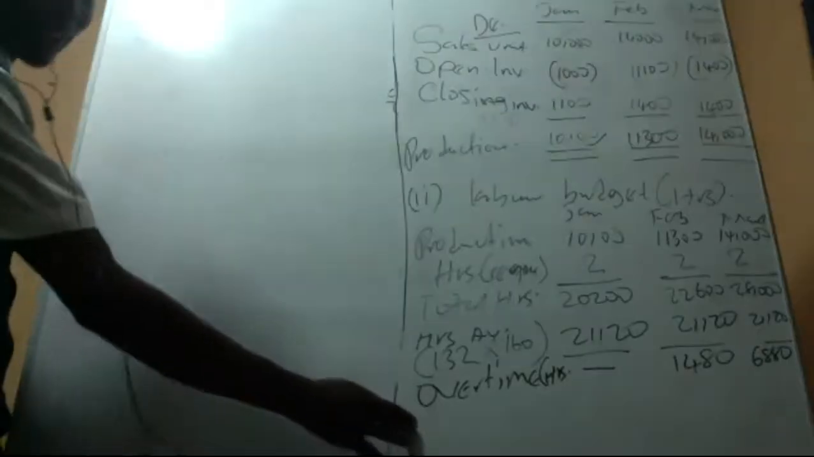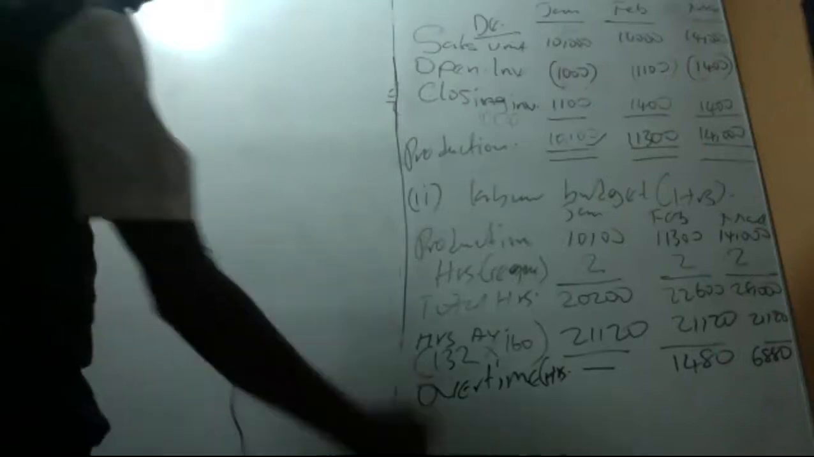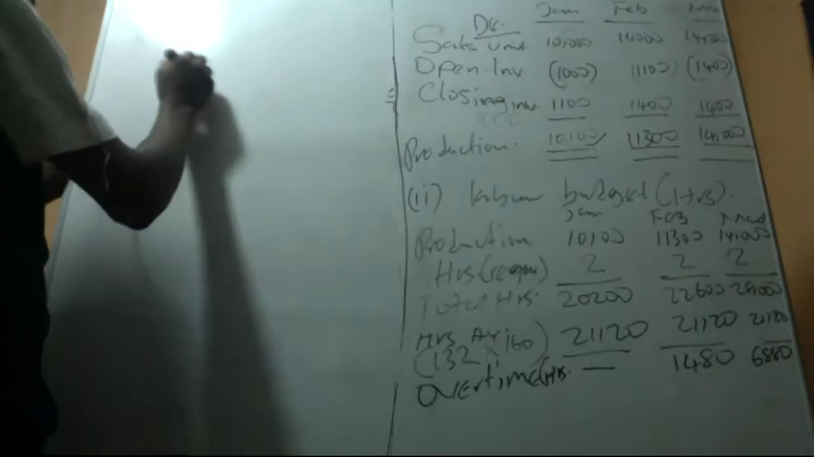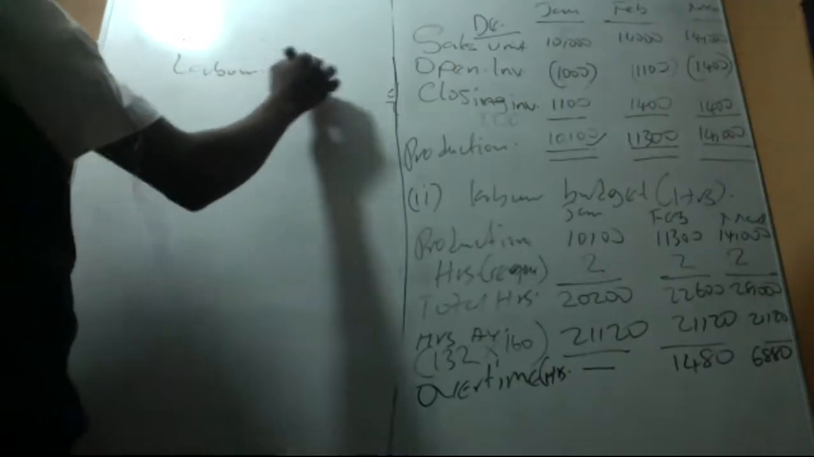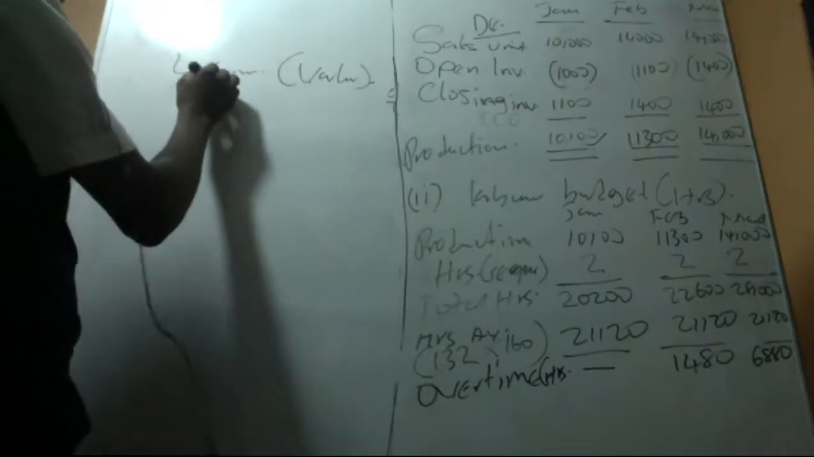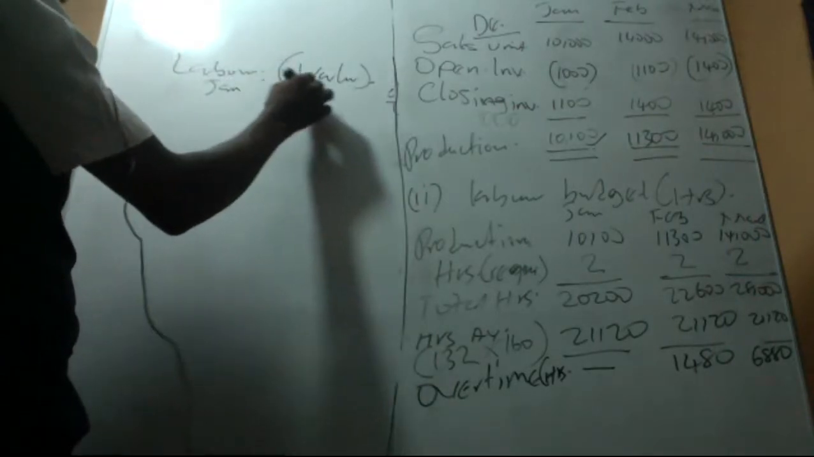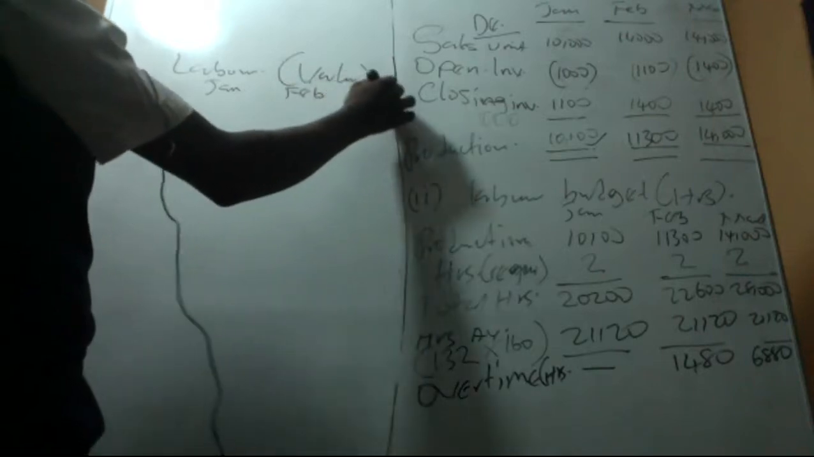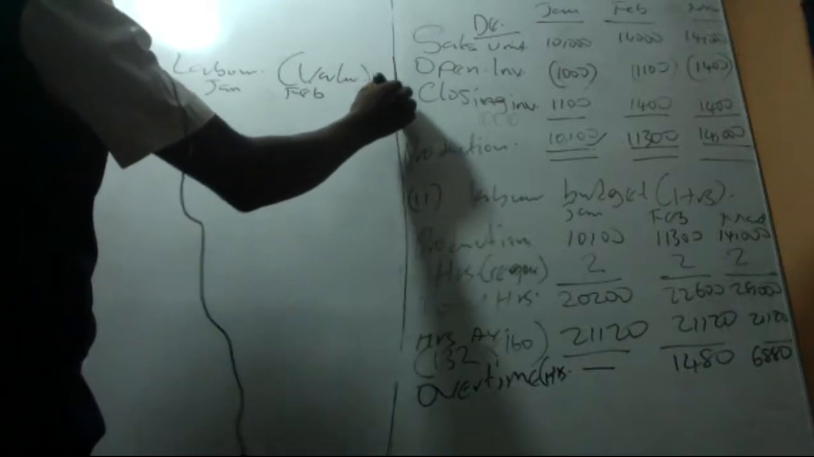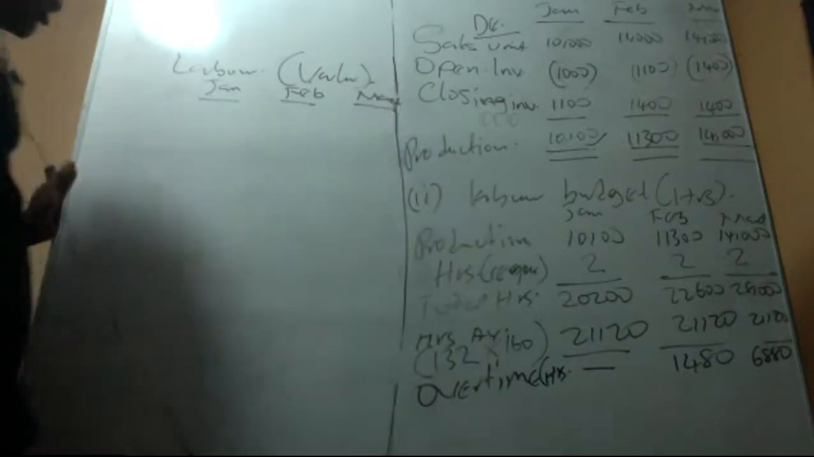Now let's go and do the evaluation. We have to continue, so you continue from this section. But I don't have space there, so I'm going to do it here. So, continuation: labor value. Let me put my January here, February here, and then March. So this is the labor cost budget, the value. How do we get the value?